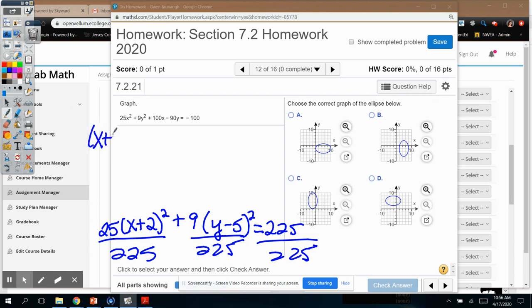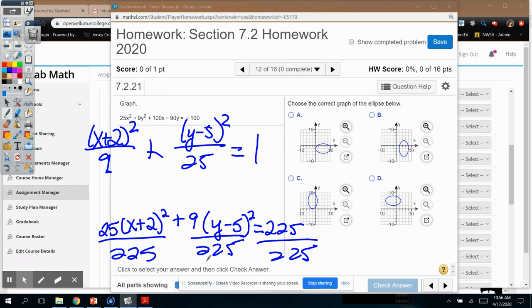So I have x plus 2 squared over 9. A lot of times these will just flip-flop. And this is a y minus 5 squared over 25. And now it equals 1. Okay, so the center is, change the sign, negative 2, 5. Which one of these have centers of negative 2, 5? Not this one. Not this one. Only one of these two.